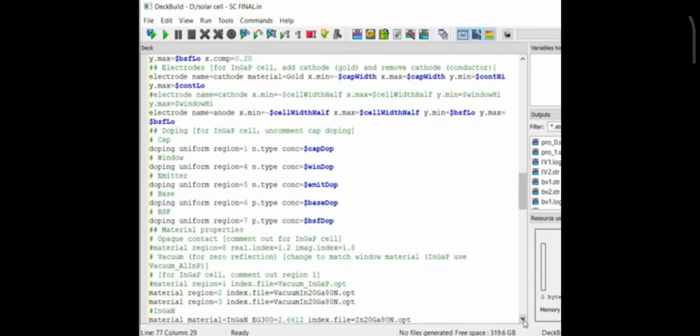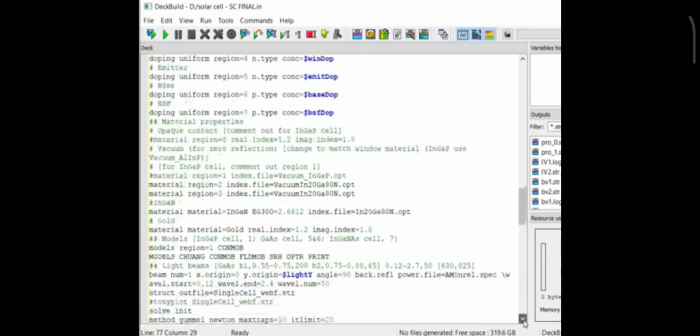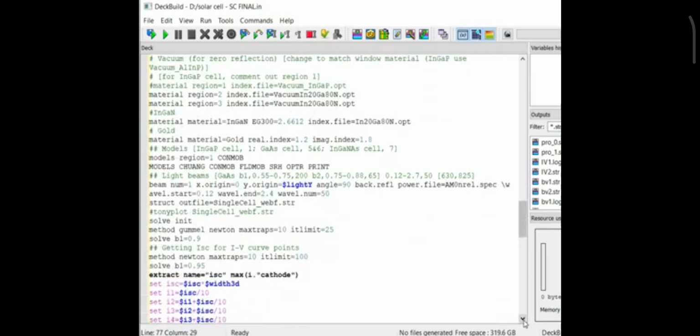Next is the electrode statement. I am using only two electrodes, cathode and anode. Next is the doping statement. Next, I have defined new material regions with different optical index files. I have defined the materials gold and indium gallium nitride with some properties. Different models I am using. This is the light ray statement I am using. After that, you can save the structure file. You will get the structure file.